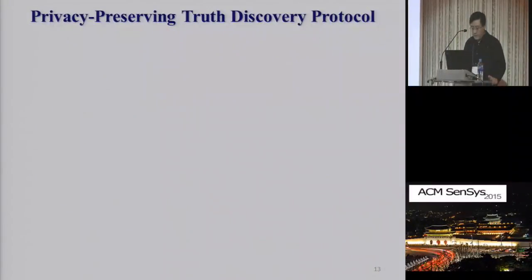Okay, so let me summarize the aforementioned two phases, and here I'd like to provide the complete process of the proposed privacy-preserving truth discovery protocol. This protocol takes as input the observations provided by the cloud users, and it can output the estimated ground truth as all the existing truth discovery schemes.